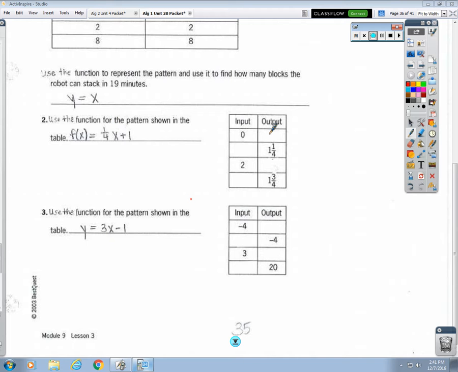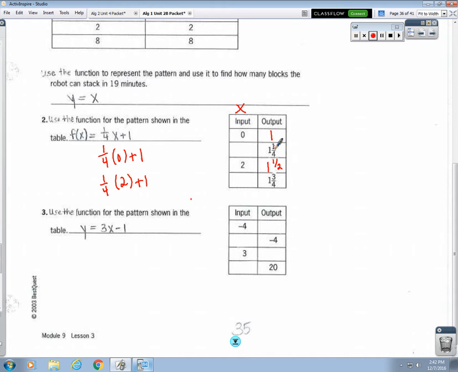Okay, like I said before, the input ones are the easiest because you just plug them straight into the x. So like for this one, 1/4 times 0 plus 1 equals 1. 1/4 times 2 plus 1 equals 1.5. But then the outputs are not as easy because you have to put 1 1/4 in the y place. So 1 1/4 equals 1/4 x plus 1.